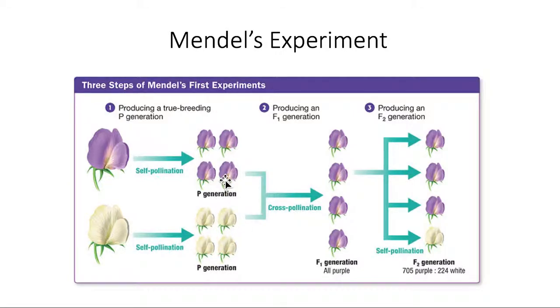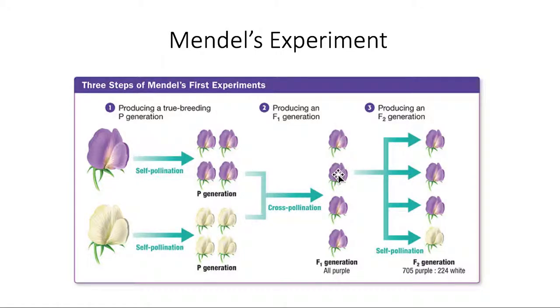And then he crossed a purple and a white flower with each other and produced his F1 generation. And this F1 generation is all heterozygous. It's a mix of these two parents. So it's going to be big P, little p if we're using the letter P. By the way, it doesn't actually matter what letter you choose to use. We're going to use P for this experiment.